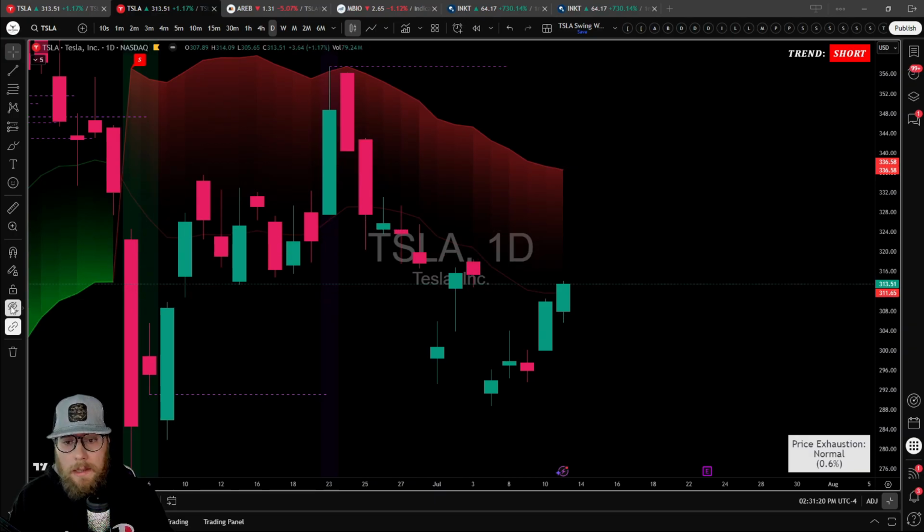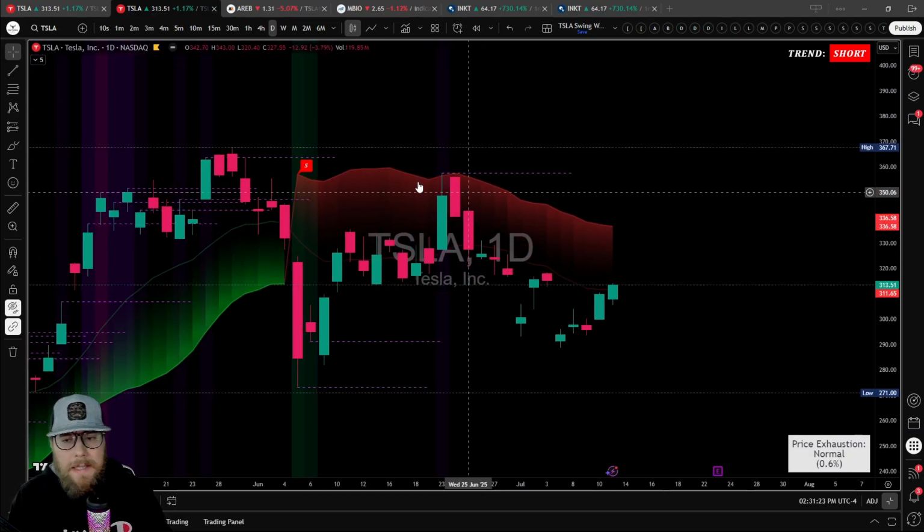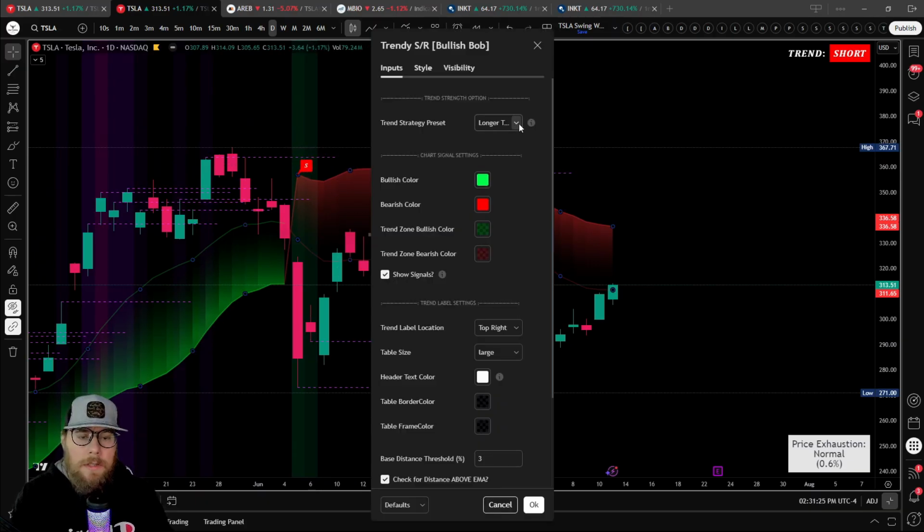If I turn these lines off again for a minute, this is the longer time frame, or excuse me, longer trend setting on the Pivot Pro.